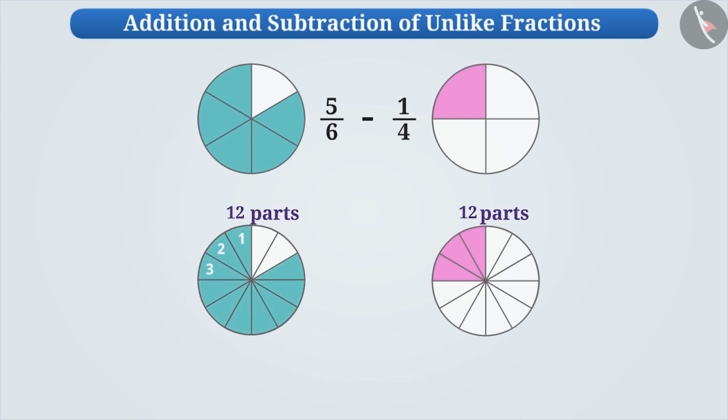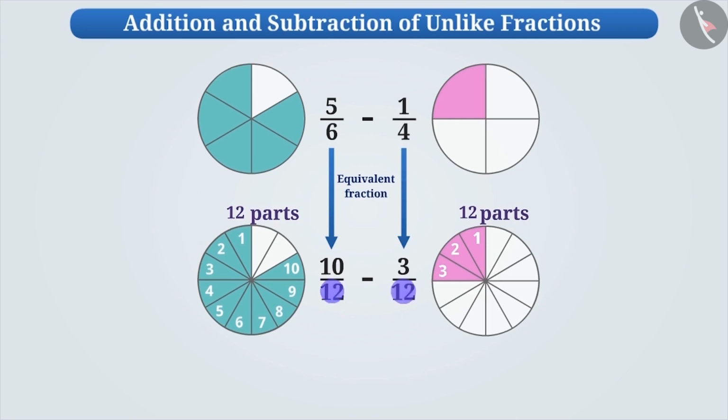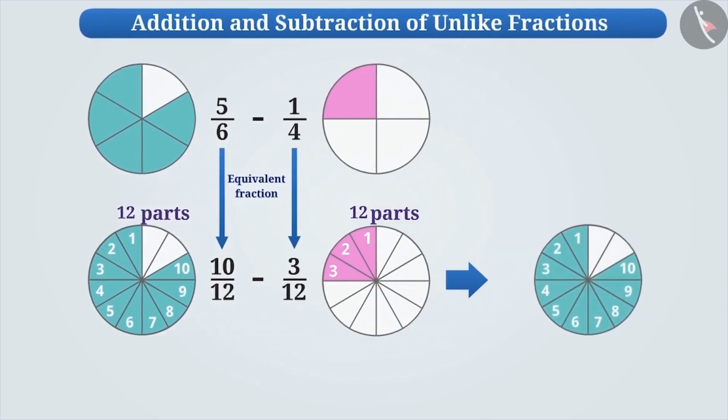Since here 10 out of 12 parts are shaded, the fraction is 10 by 12. Similarly here, 3 out of 12 parts are shaded. Therefore, the fraction is 3 by 12. Thus, the equivalent fraction of 5 by 6 is 10 by 12 and the equivalent fraction of 1 by 4 is 3 by 12. Now since the denominators are equal, we can subtract 3 parts from 10 parts.